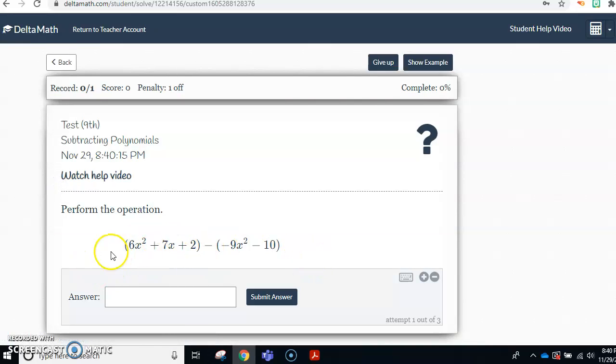All right, subtracting polynomials, same things here. You have a polynomial or a trinomial here, 6x squared plus 7x plus 2 in parentheses minus. Remember that this minus sign goes with everything inside the parentheses, so that's going to be minus a negative 9x squared and minus a negative 10. All right, when we minus a negative, we add. So combine all those like terms and you have your final answer.